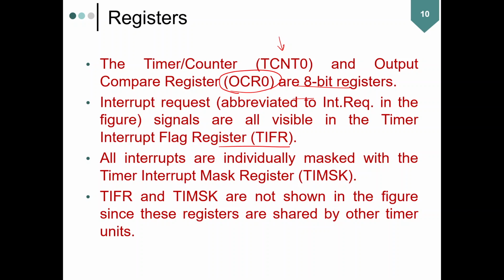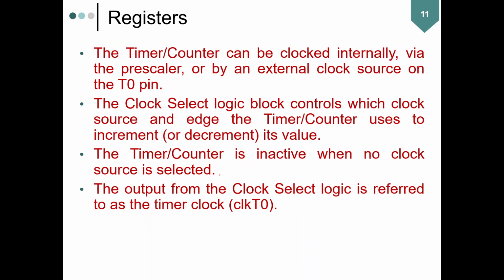The timer interrupt flag register and mask are not shown in the figure since these registers are shared by other timer units as well. The timer or counter can be clocked internally via a prescaler or by an external clock source on the T0 pin. This we have already seen. The clock select logic block controls which clock source and edge the timer counter uses to increment or decrement its value. Then the timer or counter is inactive when no clock source is selected. The output from the clock select logic is referred to as the timer clock, right? So it is clock T0.